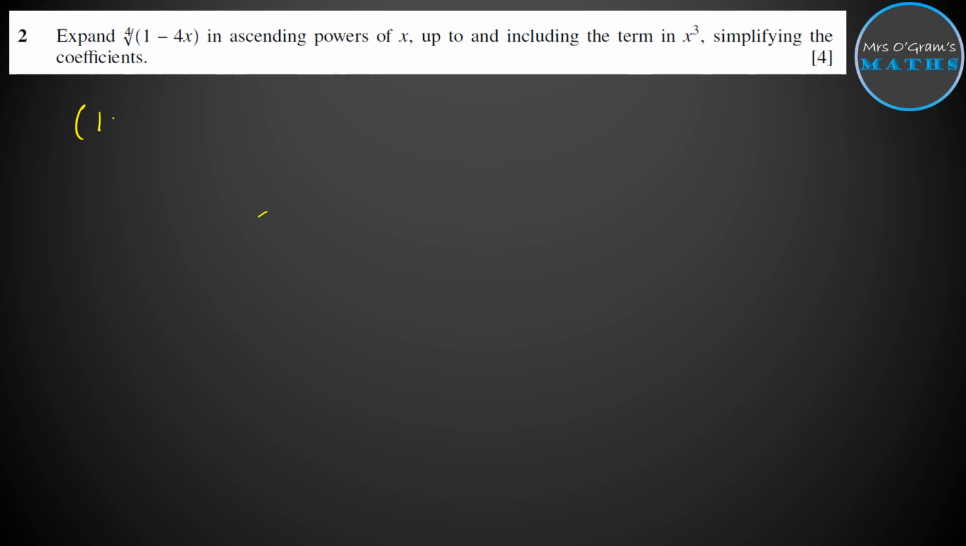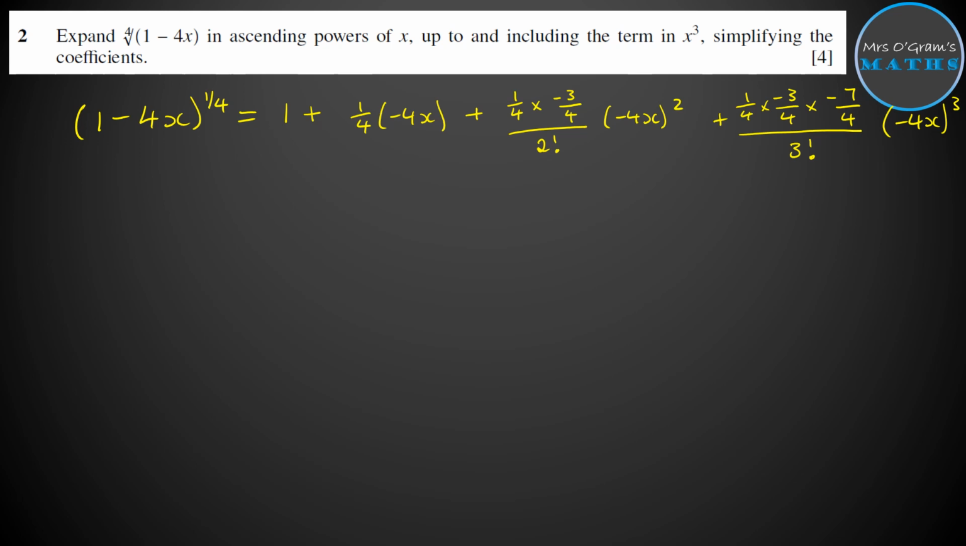So if we rewrite this as (1 minus 4x) to the power of a quarter, we can easily apply the formula that is on your formula sheet for doing binomial expansion. We want to do it as far as the x cubed term. And this is what we get if we use that formula. Just remember that the whole of that minus 4x portion must be put into these brackets when you pop it into the formula. Don't forget the minus. And that then simplifies down to 1 minus x minus 3 over 2 x squared minus 7 over 2 x cubed.